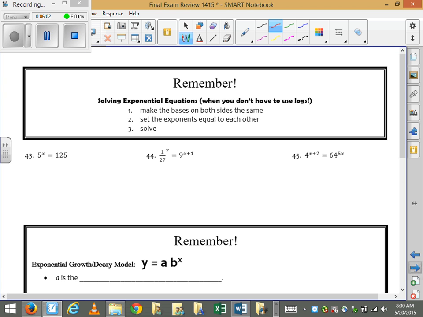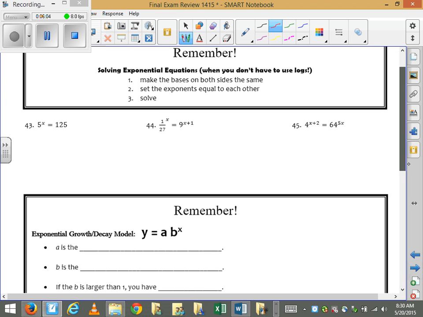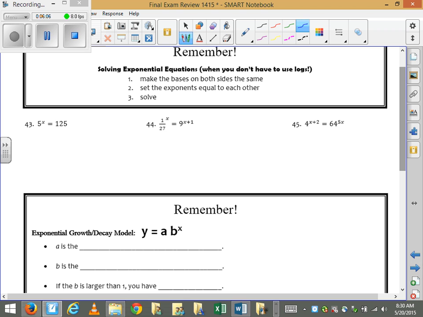All right, so we're solving exponential equations. Make the bases the same on both sides. So in other words, we have to figure out, can we turn this into 5 raised to some power? And 125 is actually 5 to the third. And once we have the same bases, remember, we basically get rid of them, and we just set the exponents equal to each other. So x equals 3.